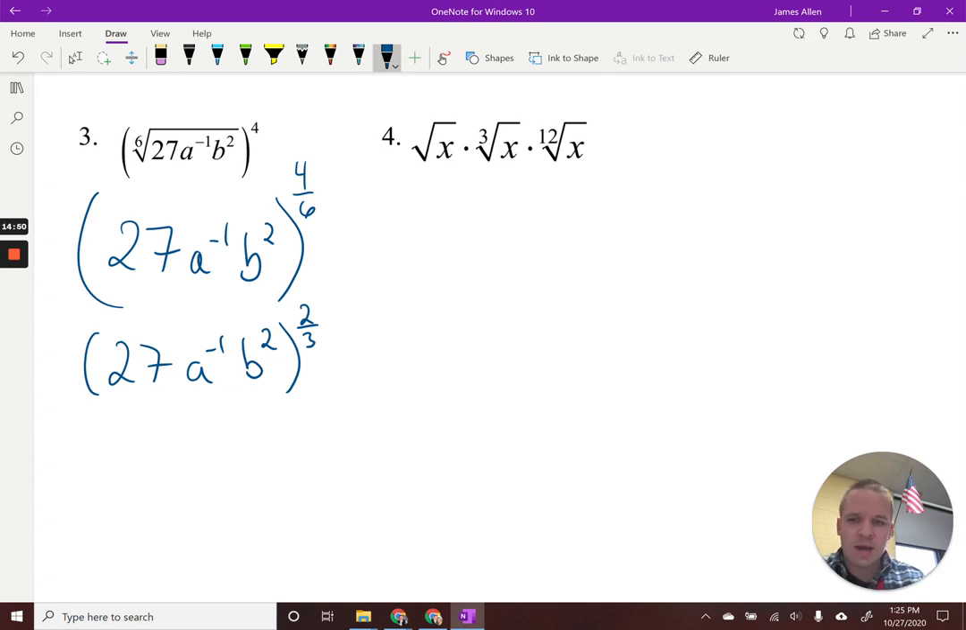Now, not a whole lot I can do with the a to the negative first and b to the second, but the 27, as we know, we've done this a couple times actually now.